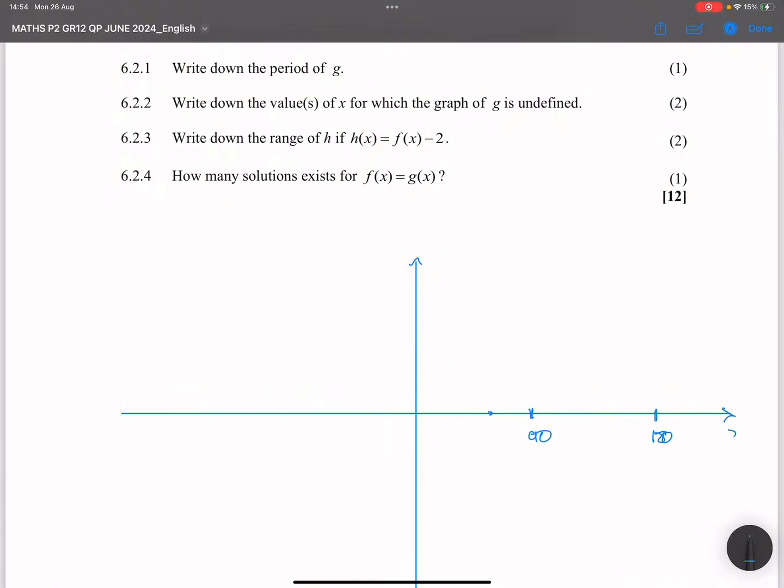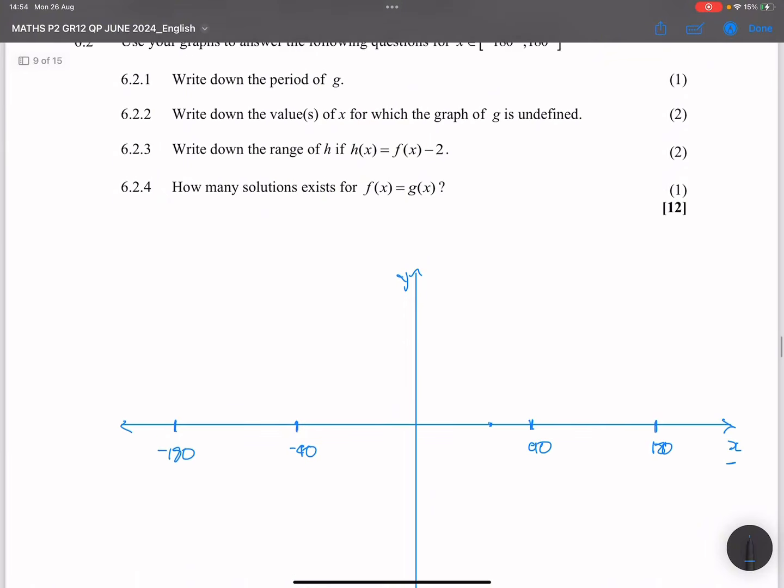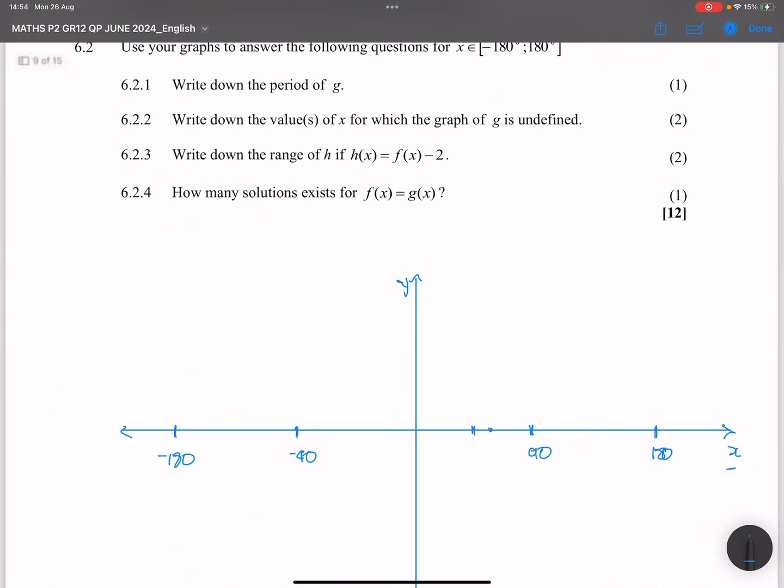Please label your axes. So these are the y-axes and those are the x-axes. So we've got negative 90 and we've got negative 180. Now, perhaps it would be helpful to also have your 45s there. Your steps should be 45. So negative 45 there.